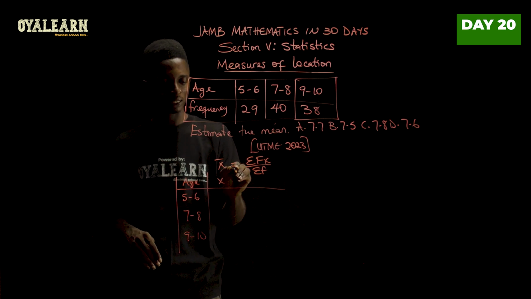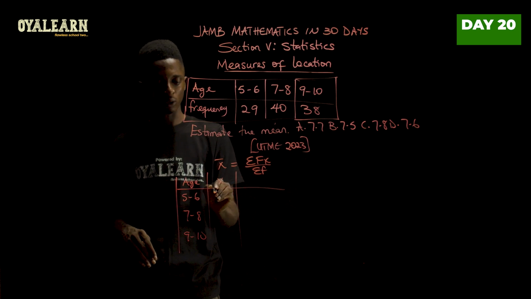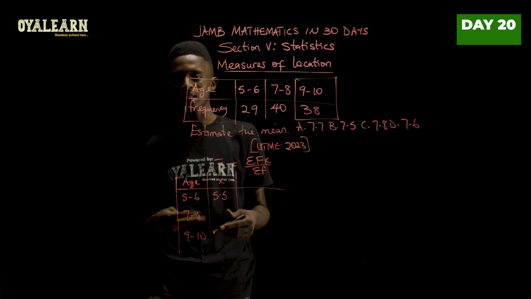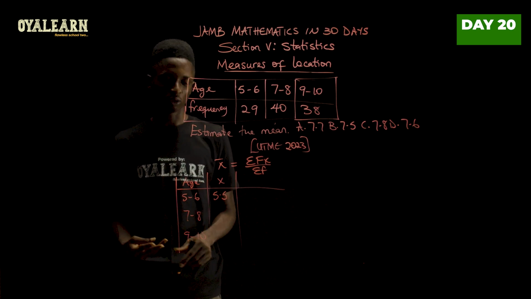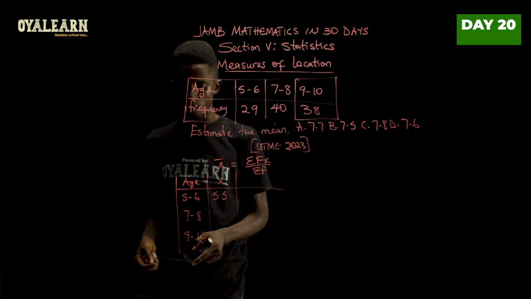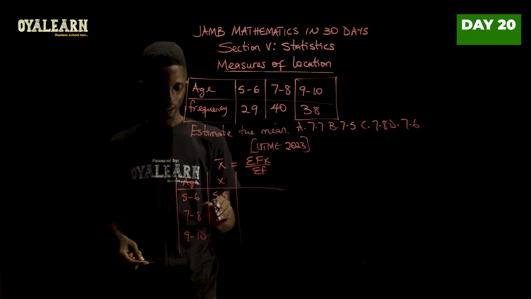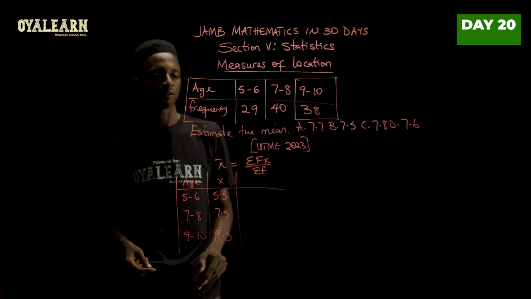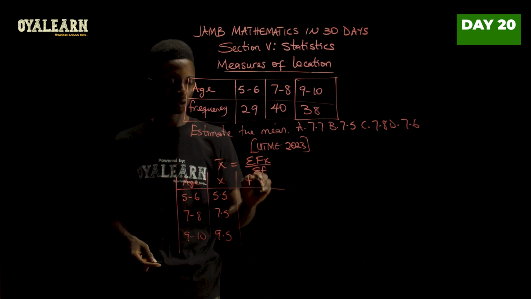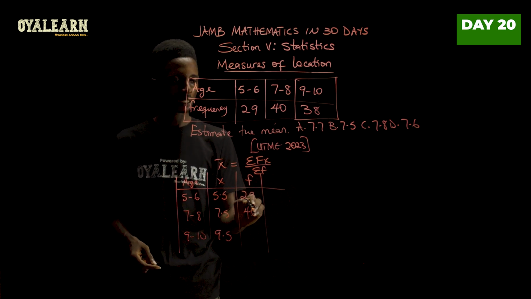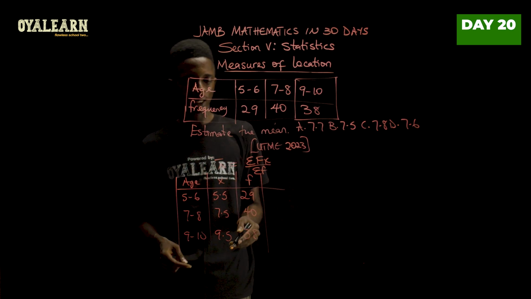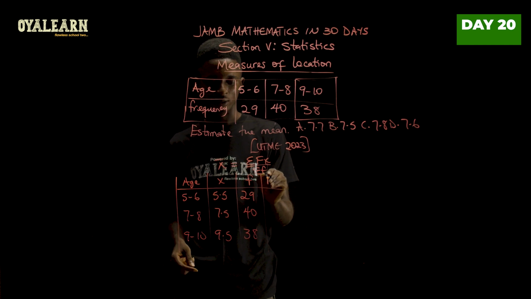Now the mid value at that point would be 5.5. To get this, all you have to do is 5 plus 6, that's 11, divided by 2, and then you're going to have 5.5. The same thing here, we're going to have 7.5, and then here we're going to have 9.5. Now the frequencies are given, so let's just plug that in. So we have 29, 40, and then 38. Now we can find fx.